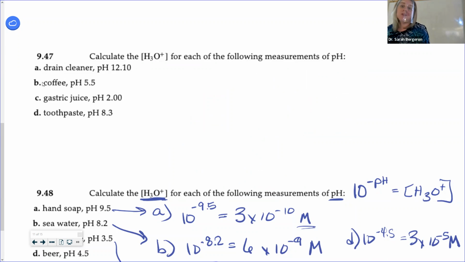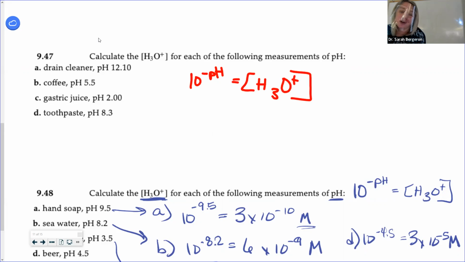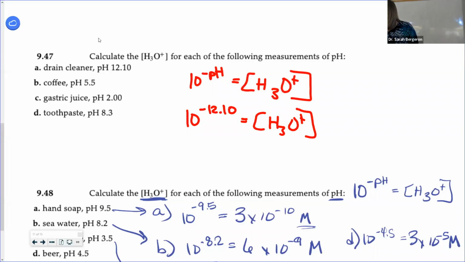Okay, so now we have a pH of 12.1. So I'm going to say 10 to the negative pH is equal to the concentration of H3O plus. So I go 10 to the negative 12.10 is equal to H3O plus. So I'm going to switch over and show you my calculator. Show you how to do it.